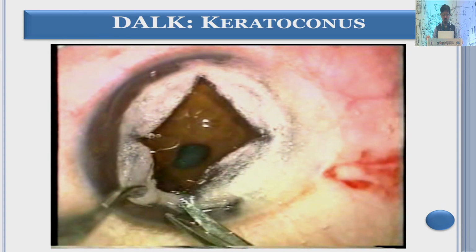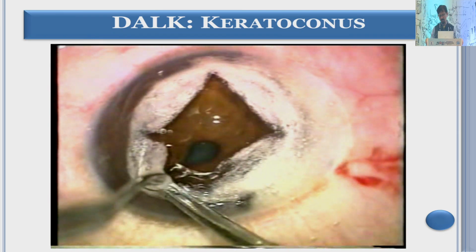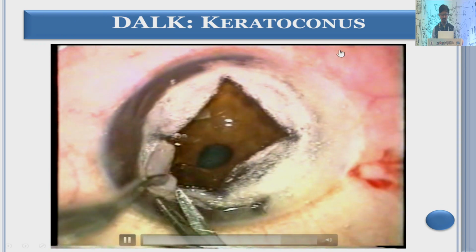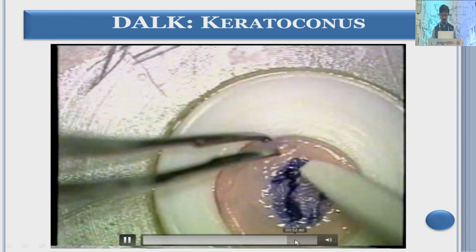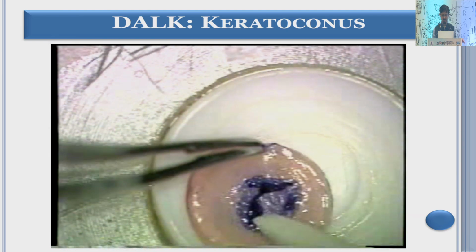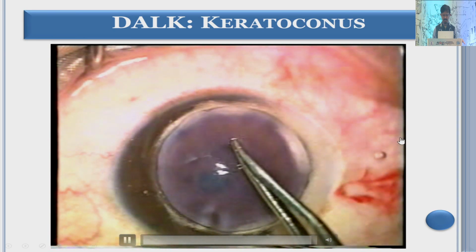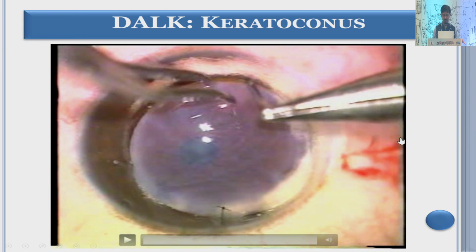I'll just show you how it happens in a microscope integrated OCT, and then once it has been done, we can remove the stromal tissue from all sides, take a donor lenticule, remove the Descemet's and endothelium, and then place it back in position and put sutures.